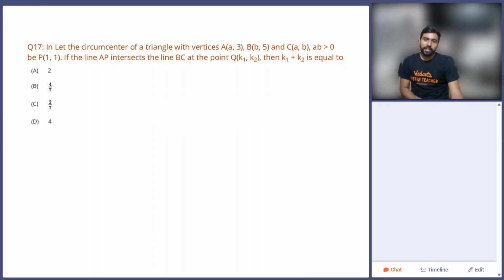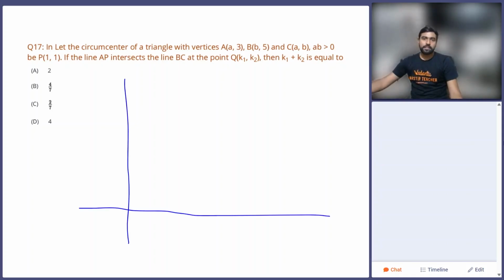The circumcenter of a triangle with the vertices (a, 3), (b, 5), (a, b) is (1, 1). If the line AP intersects the line BC at a point Q, what is K1 plus K2? Basically, we need to get the values of A and B first.